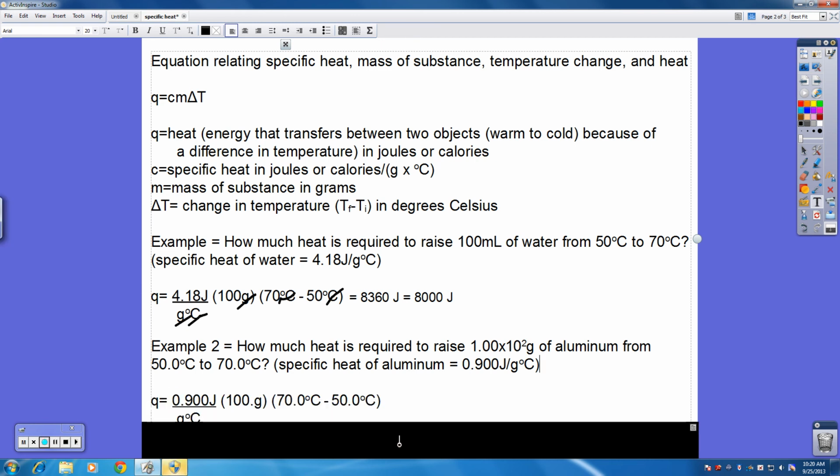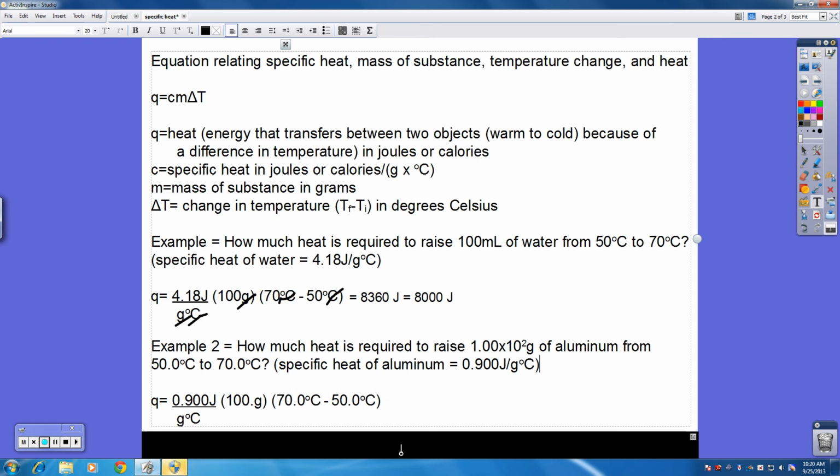And so you should have something that looks like this, and you'll notice this time I've fixed our significant figure issue, and go ahead and solve this and see what you get. So you should have gotten 1800 joules, or in this case we have three significant figures, 1.80 times 10 to the third joules. So compare these two numbers, 1800 joules with 8000 joules.